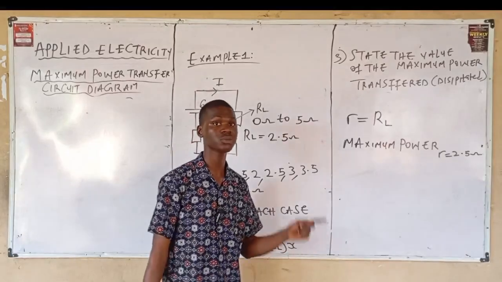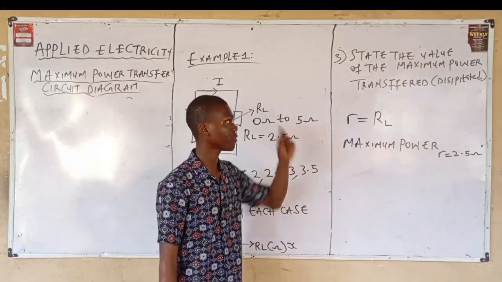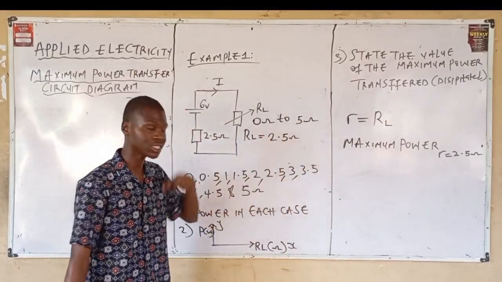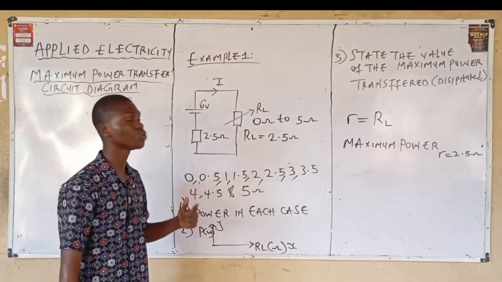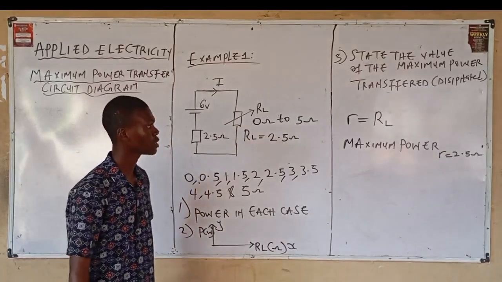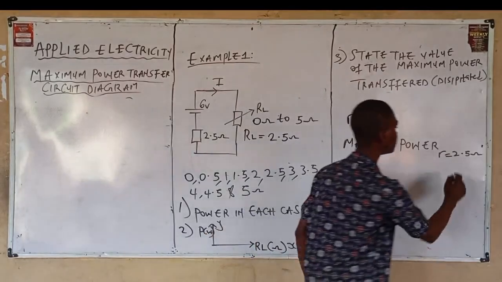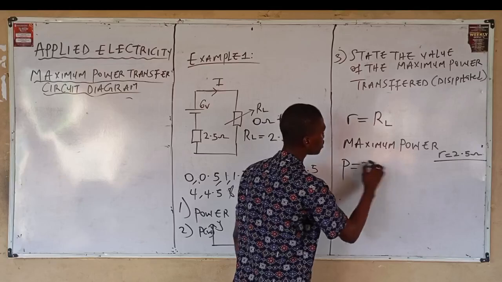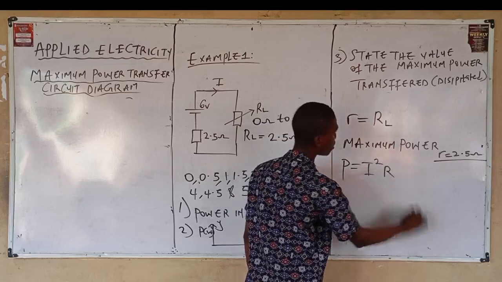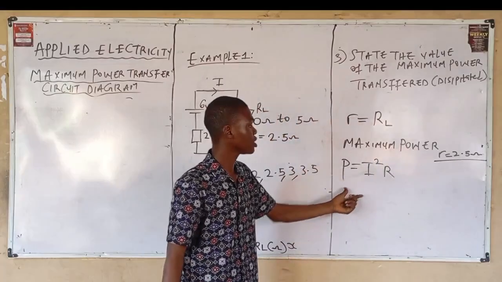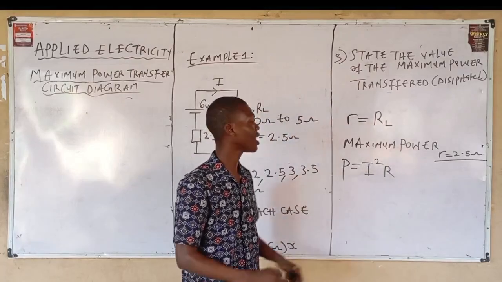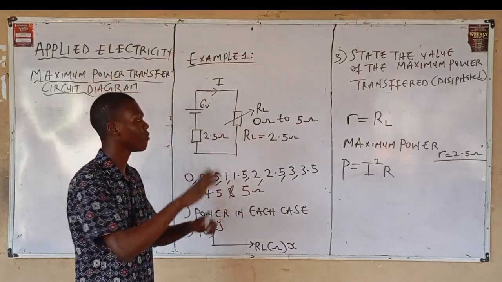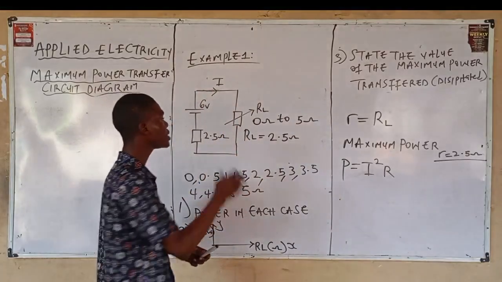The theorem states that before you can have maximum power transferred from a source, the internal resistance must be equal to the load resistor. So that's the concept. Before solving, this is the value of R. By the time we use this value in the formula P equals I squared R, the value of P, which is the power that I will be getting, will be the maximum value of power for this source. Alright, let's see how it works.